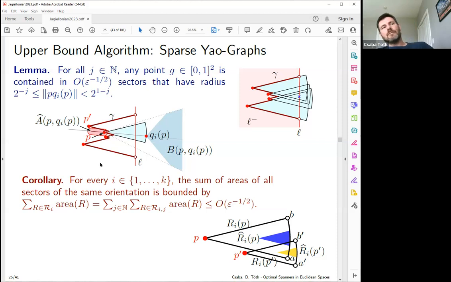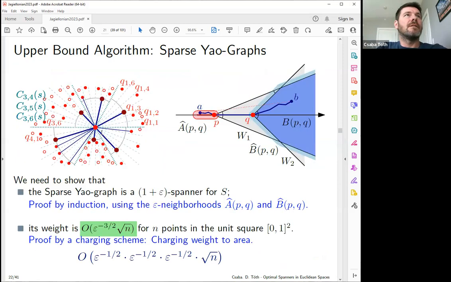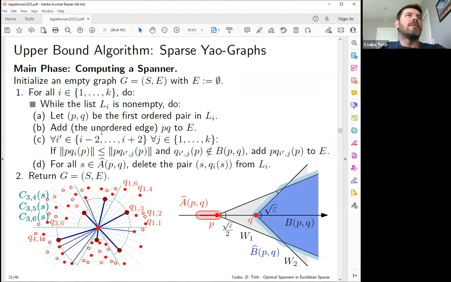Oh, yeah, I think I skipped that. So let's see again. Yeah, so they're not always added. You're right. So if we add an edge PQ in this list, then any other edge from this pink region to this blue region would not be added.